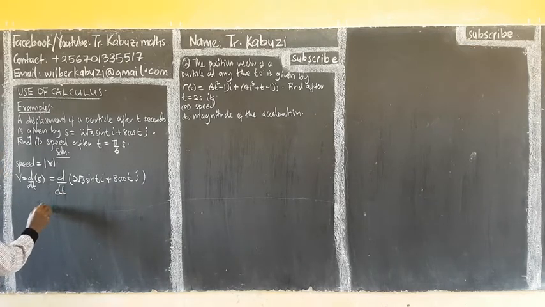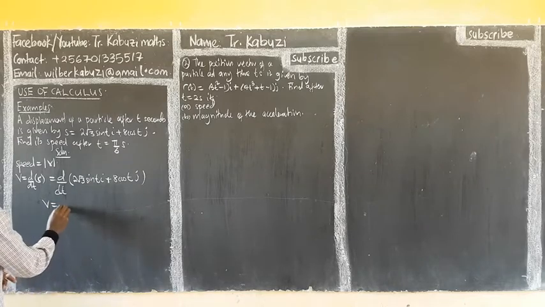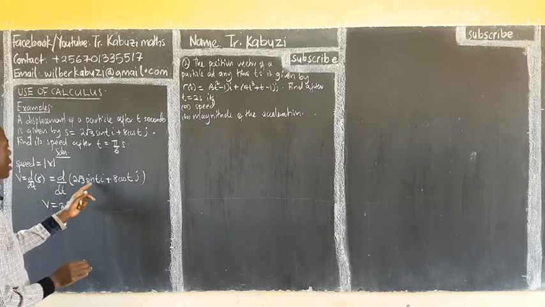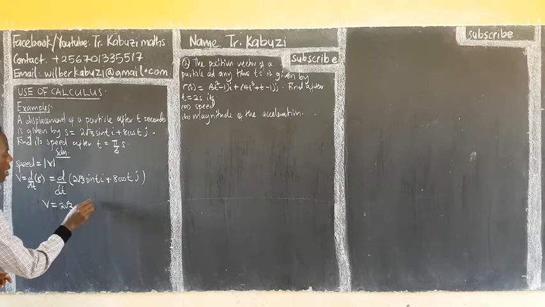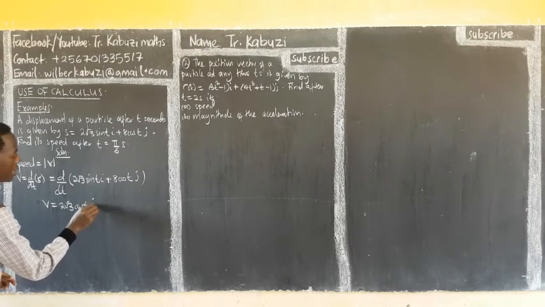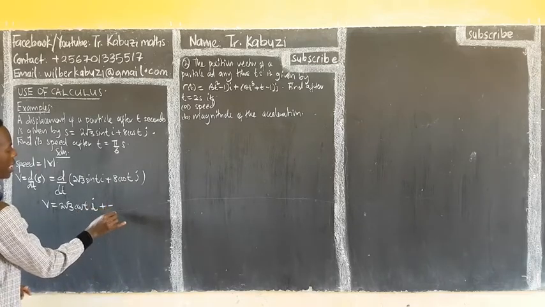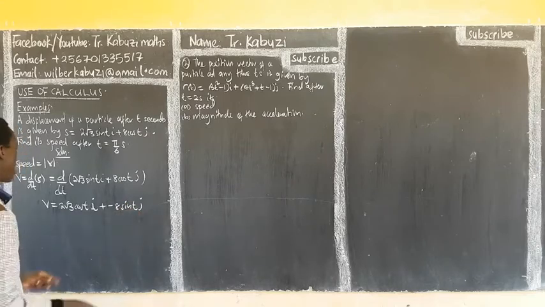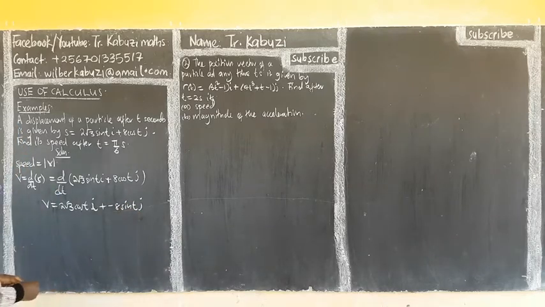When I differentiate sine, I get cos. So 2 root 3 is a coefficient, so it remains, and sine t becomes cos t. This will be our i component, then plus, when I differentiate cos, you get negative 8 sine t. This will be our j. So this is going to be our velocity.